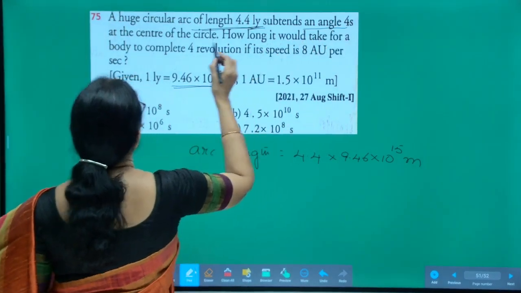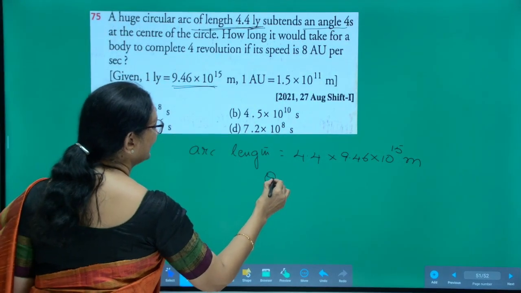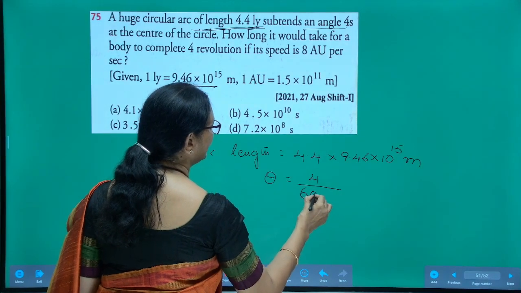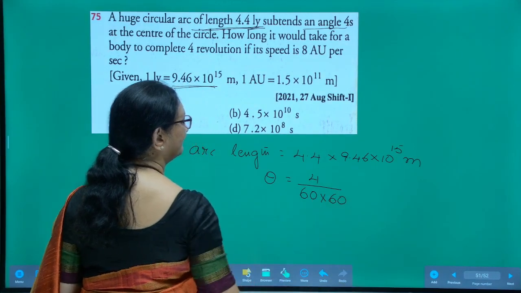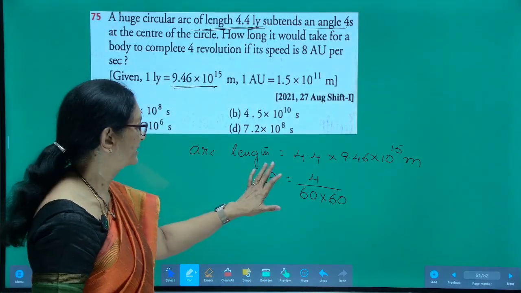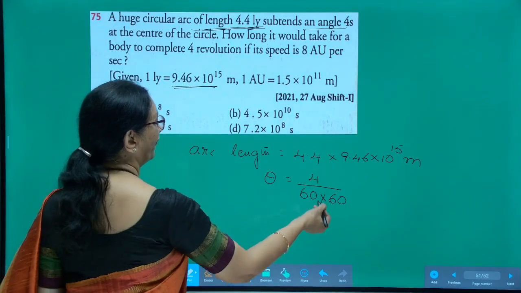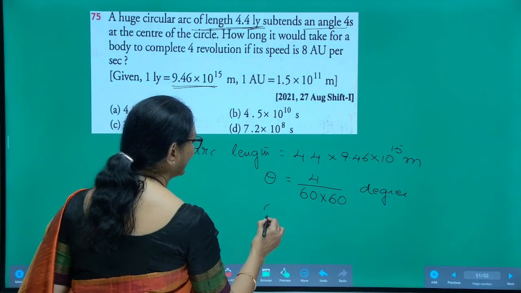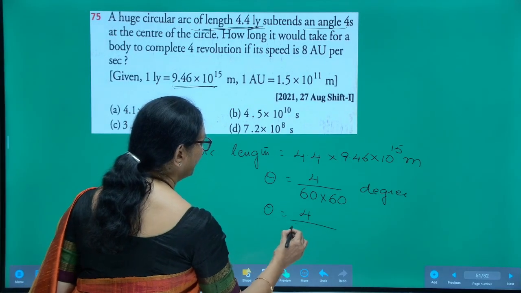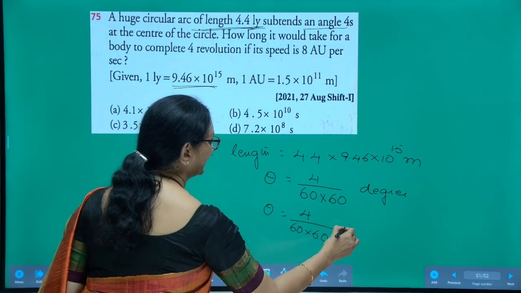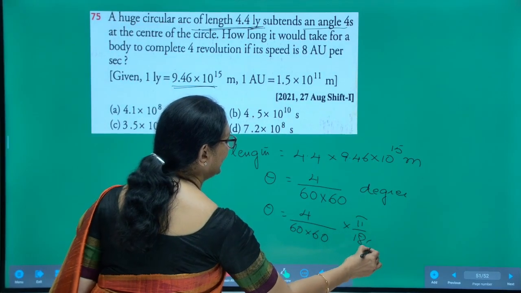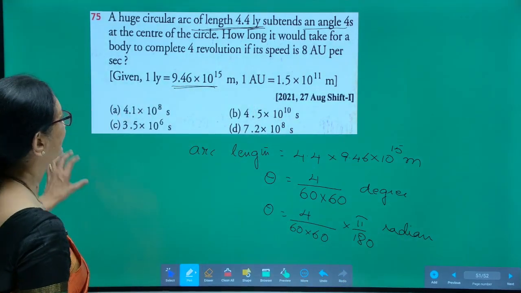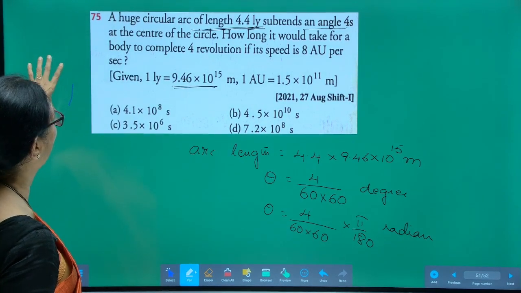It subtends an angle of 4 seconds. So, the angle subtended at the center is 4 seconds. When second is converted to minute, divided by 60. When minute is converted to degree, divided by 60. So, angle in degrees is 4 by 60 into 60. This is in degrees. If you want to convert that into radian measure, 4 by 60 into 60 into pi by 180 radian, because we have to convert this into radian, as radian is the SI unit.